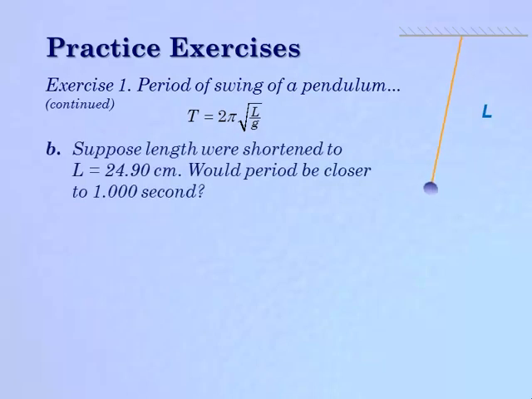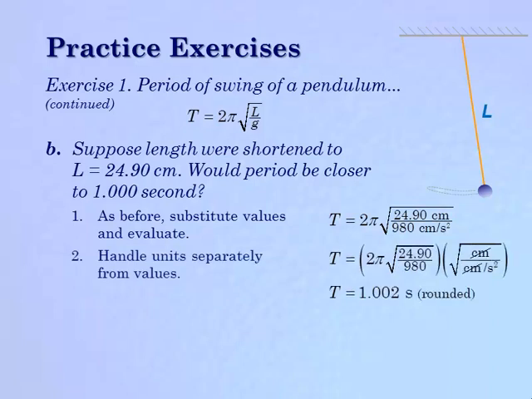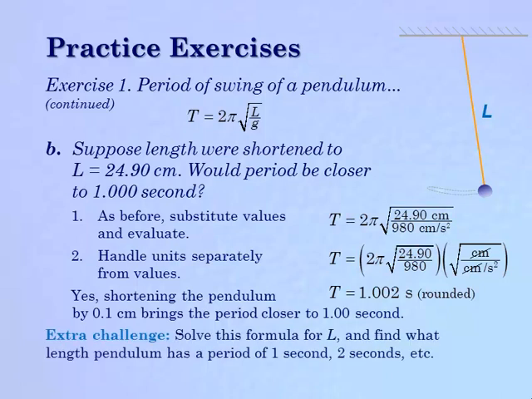Now, if we continued on, suppose the length was shortened to 24.9 centimeters. Would the period be closer to 1 second? Well, we'll substitute those values in and find out. So we substitute 24.9 centimeters in, and we'll handle the units separately as we did before, evaluate the expression under the square root, and multiply by 2 pi, and we have T is equal to 1.002 seconds. So sure enough, shortening the pendulum by 1/10 of a centimeter brings the period a little bit closer to 1.00 seconds. So here's an extra challenge for you.